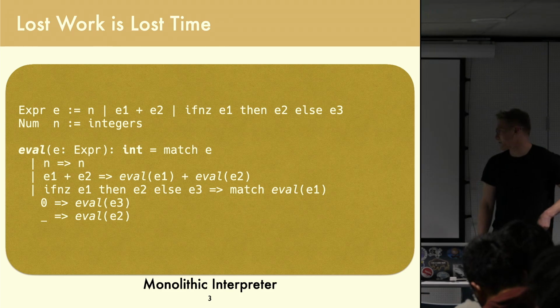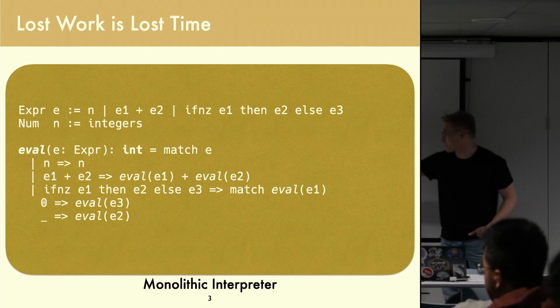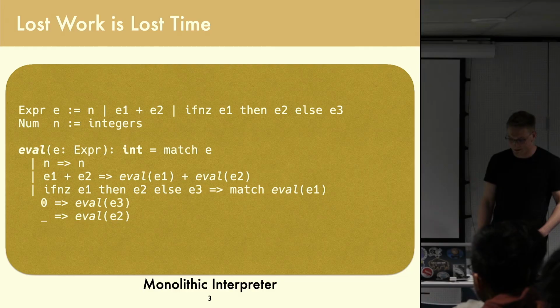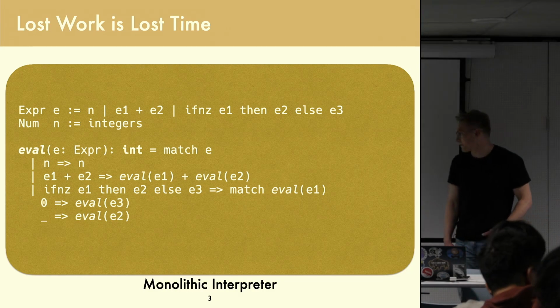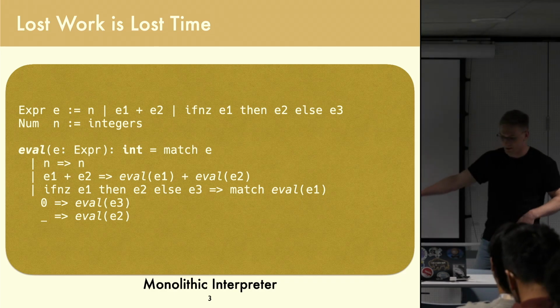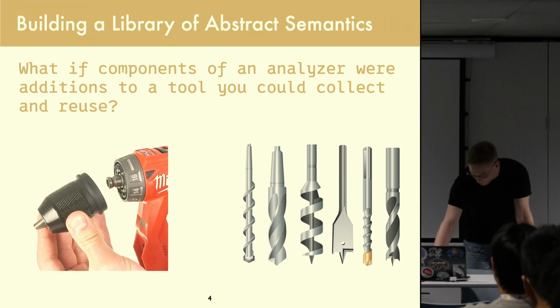So yeah, for addition, we evaluate both expressions. We can see here that evaluation order is pinned. We have to evaluate the first one, then we have to evaluate the second one. And then for if, we have to evaluate either the true branch or the false. False is marked by 0 here, and any other number will give us true.